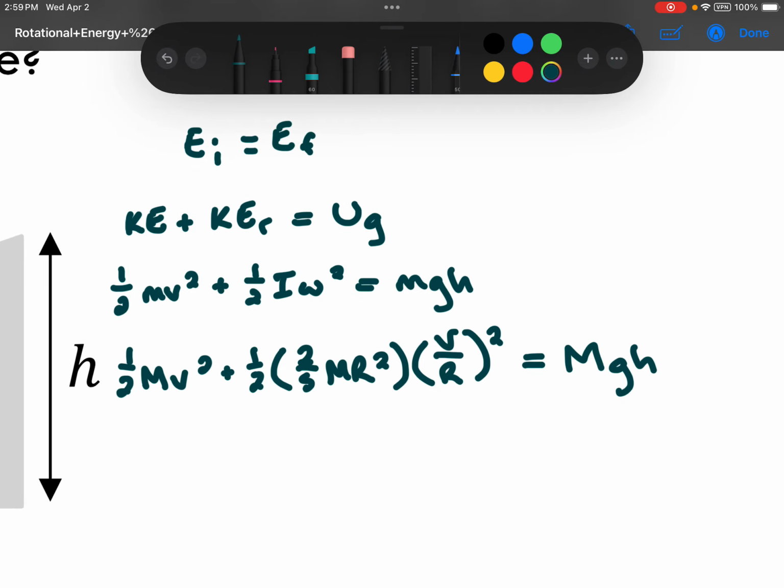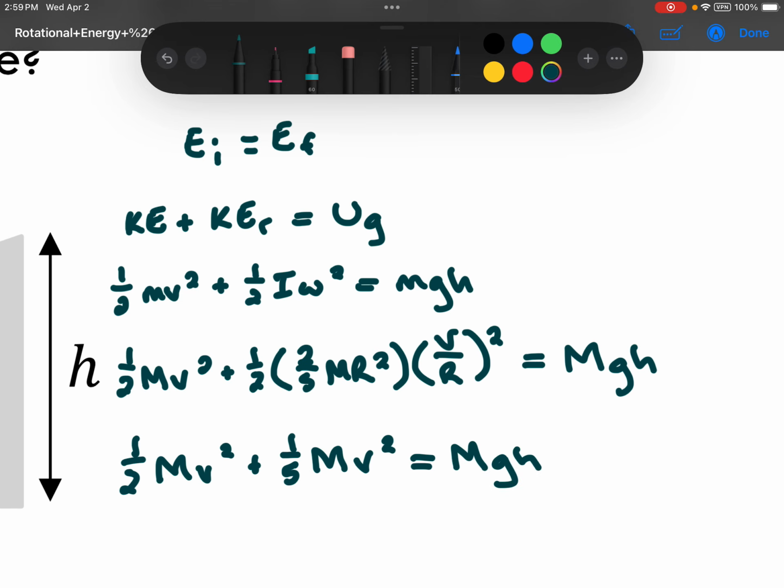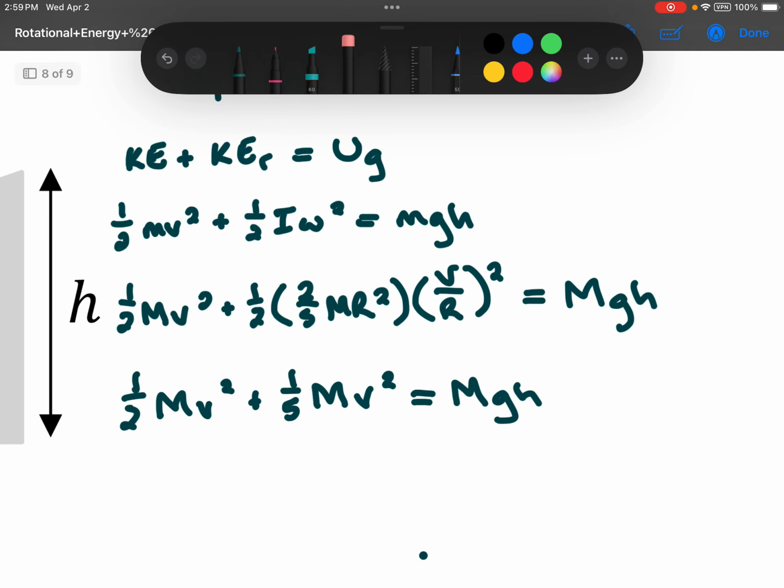All right, so that is our equation. Let's go in and simplify. 1/2 big M v squared plus 1/5, and after we cancel out the R squareds, M v squared equals M g h. All right, so then it's just down to 1/2 plus 1/5 M v squared. And that's going to give us 7/10. So 7/10 M v squared equals M g h.